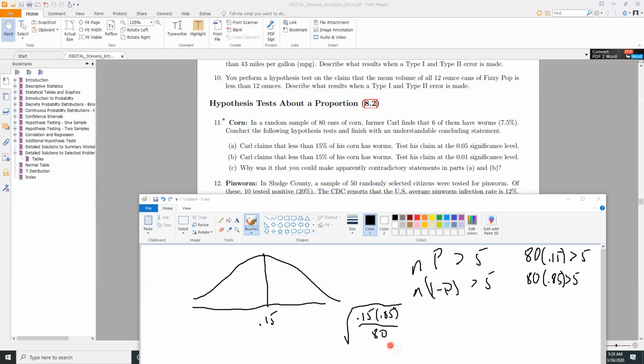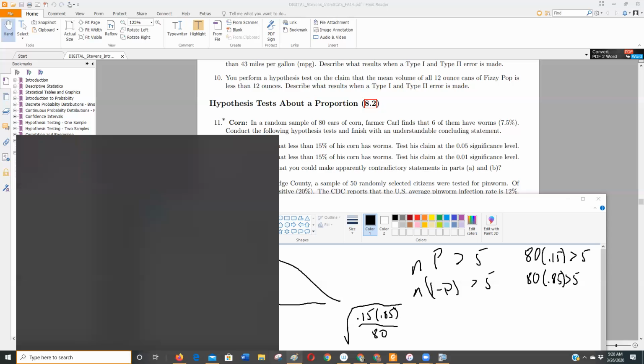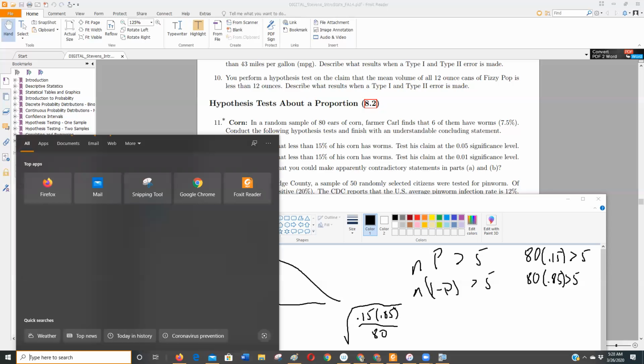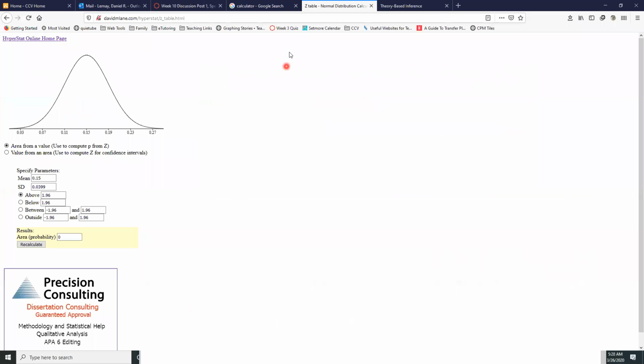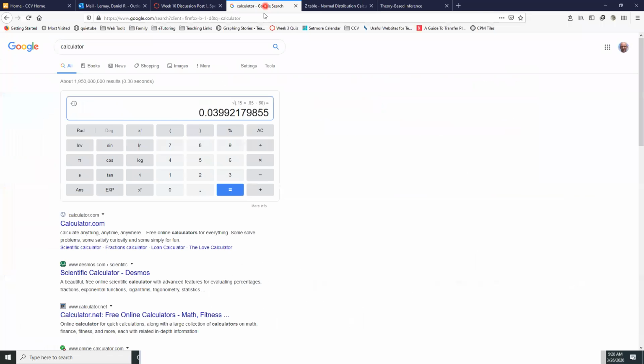And how does that center vary? Well, it's this number. Now I did this out in Google Calculator. Here we go. I said 0.15 times 0.85 divided by 80, and I took the square root of the mess, and I got that number. Now, if we were doing this on paper, you could probably say 0.04 and be good enough. I caution you to do that when you're trying to make a computer happy. Rounding too much with proportions can throw them off.